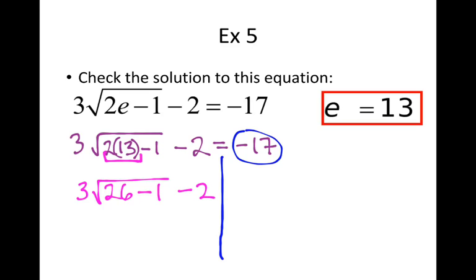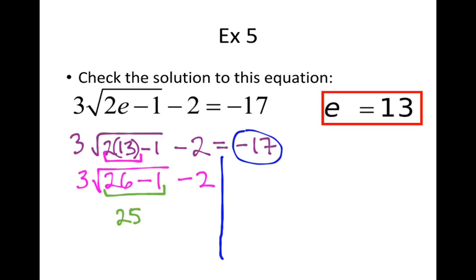All right, now inside the square root, we can still subtract. What's 26 minus 1? 25. So we're going to have 25 here. That's still in the square root. We've got our 3 out front and our minus 2 behind.